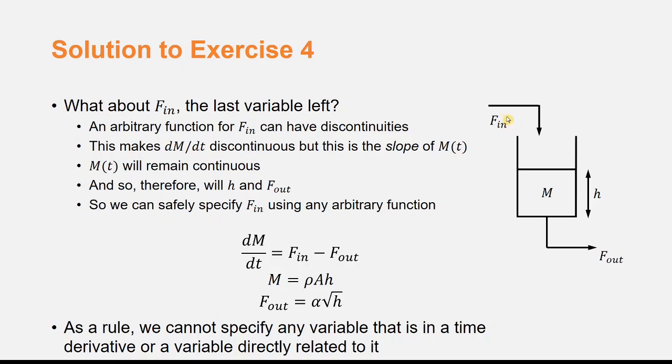F in is an input to the system, and m, h, and F out are outputs or state variables. Recall state variables from your process dynamics and control module. This gives us another rule. Inlets can be specified, but outputs or state variables may not be possible to specify.